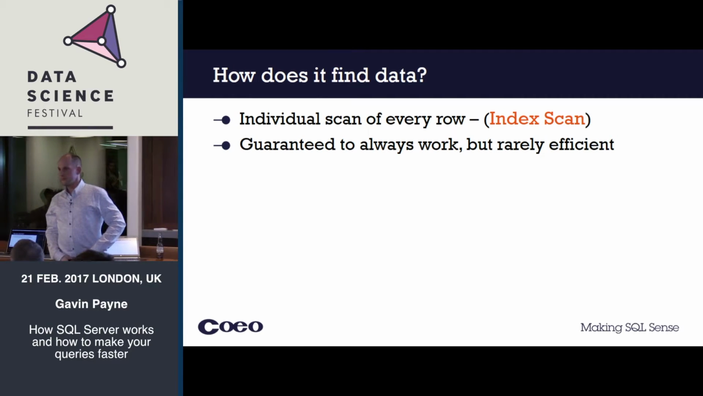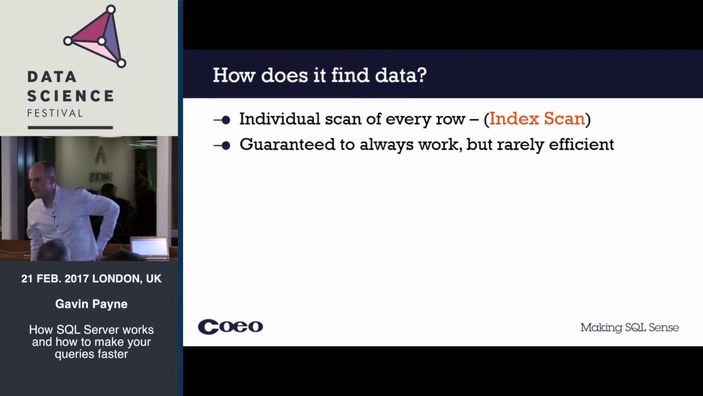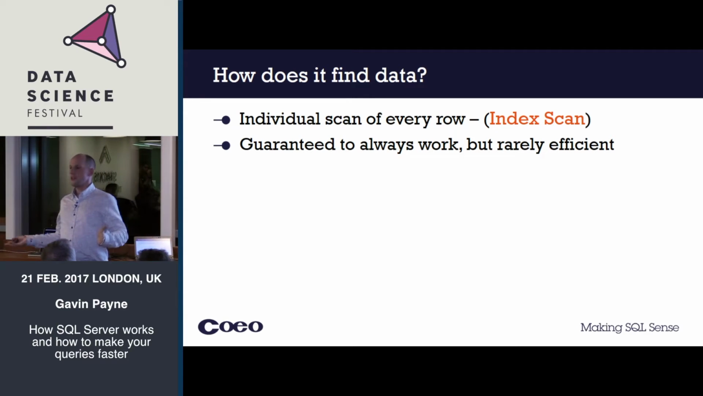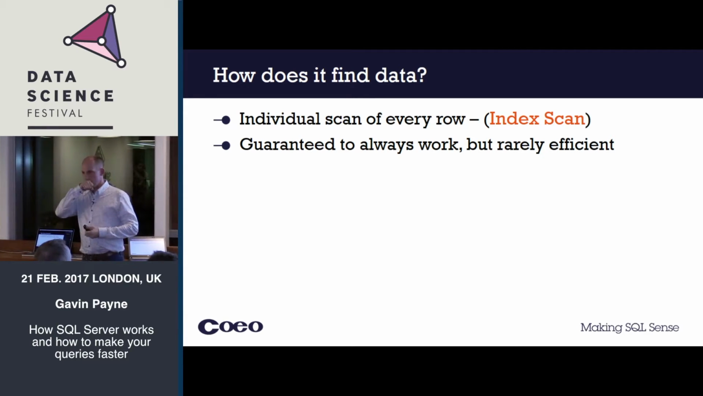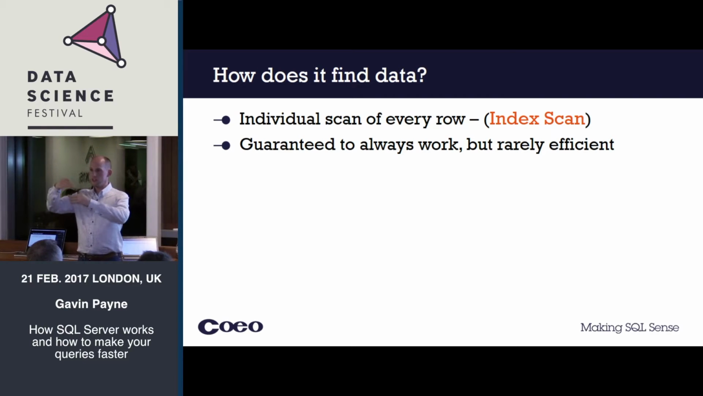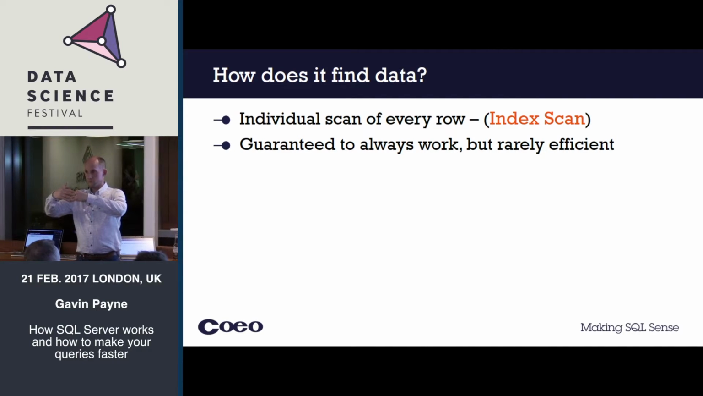What about joining multiple tables? When you join multiple tables, what SQL Server likes to do is to have an index on the key that you're joining on, because that allows it to make a much faster selection of which rows meet the join criteria by being able to use that index.